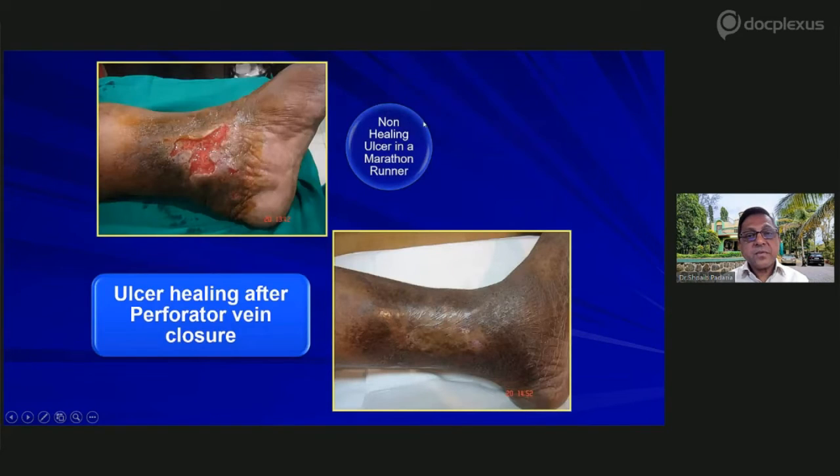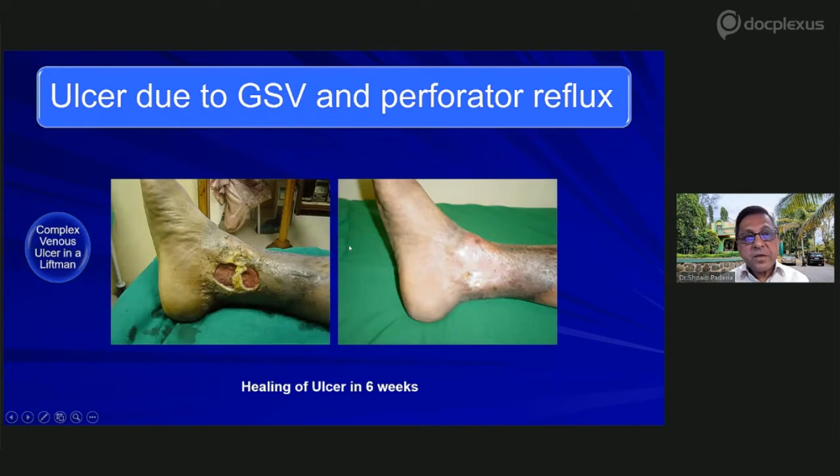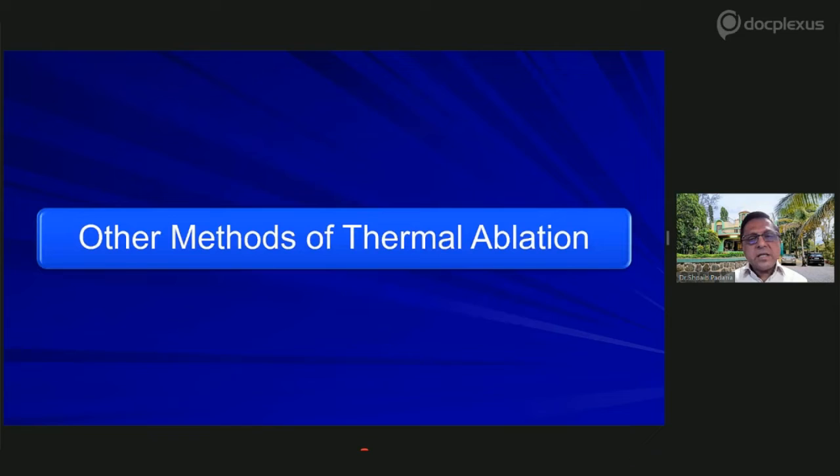This is a non-healing ulcer in a marathon runner, again because of perforator veins. And once we closed it, the veins closed here. This is a picture from 2000, and the patient is still doing very, very well. This is a patient who is a liftman, stands for long periods of time, a complex venous ulcer, non-healing. Again, just close the perforators in this area with the great saphenous vein, and the ulcer healed in a matter of 6 weeks. What are the other methods of heat ablation?